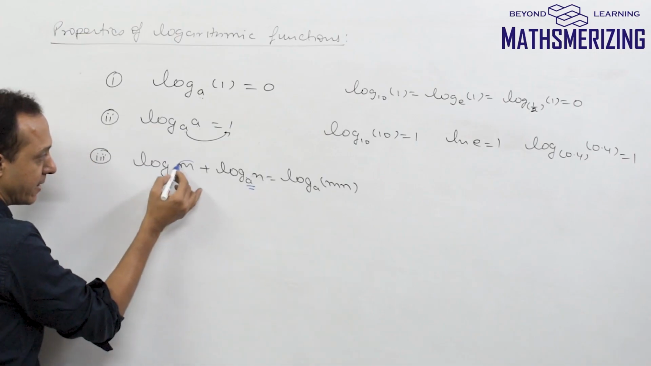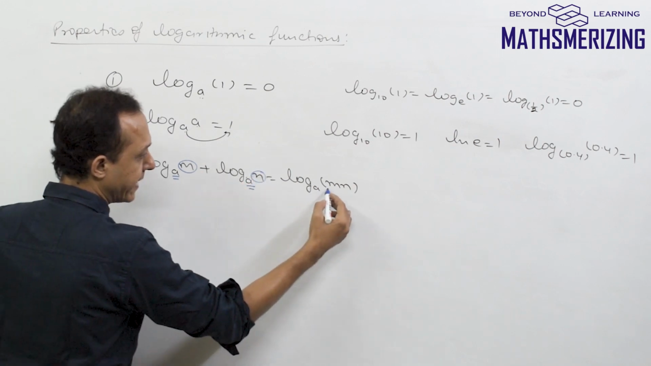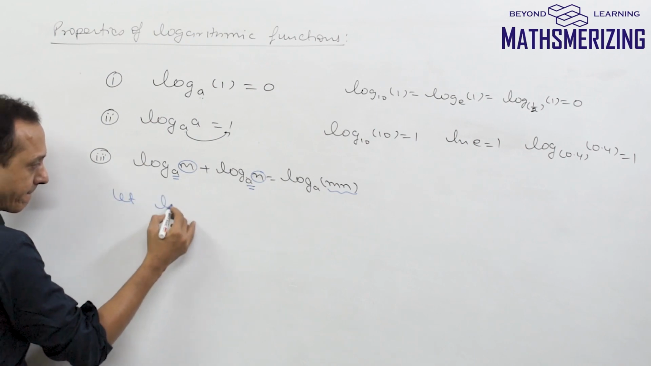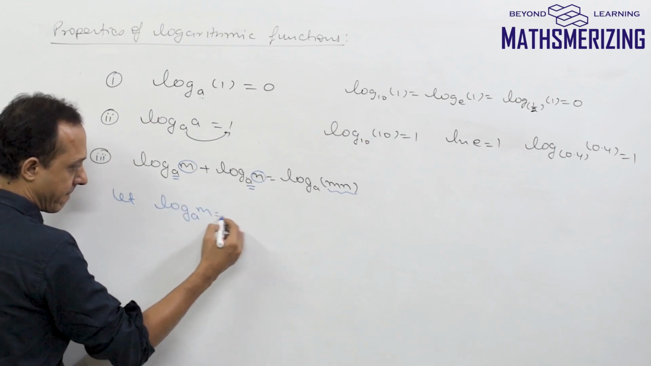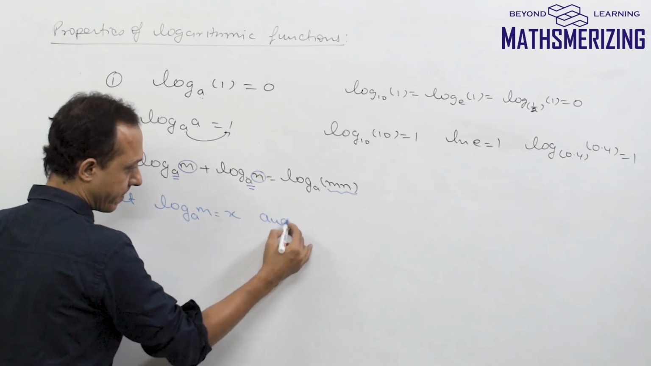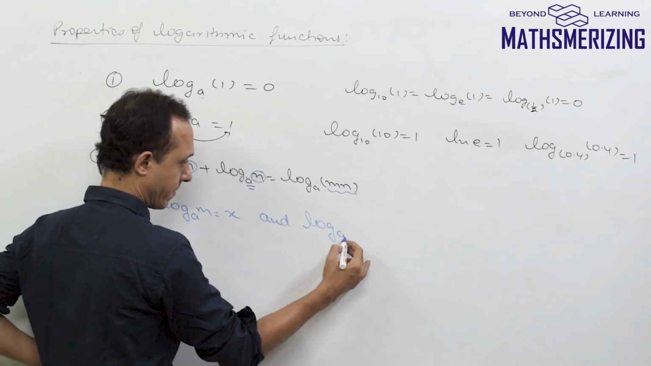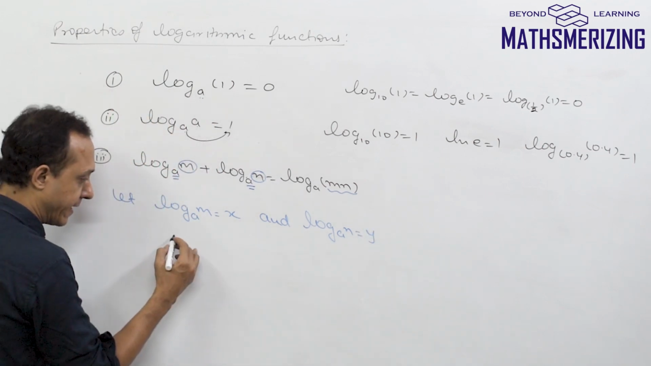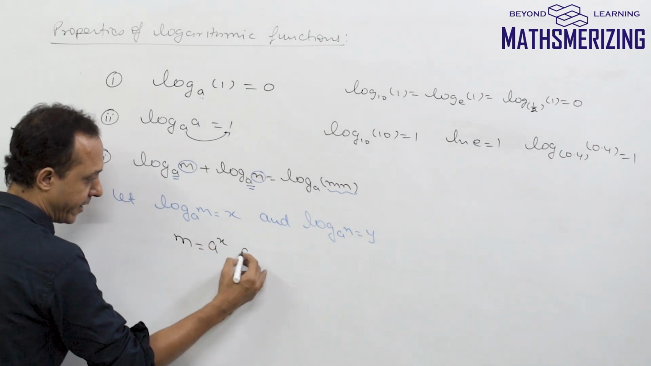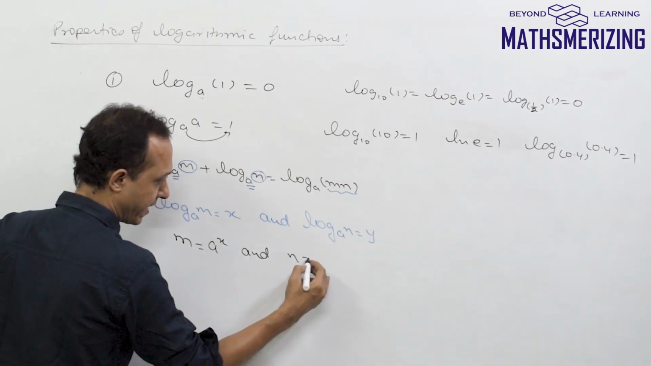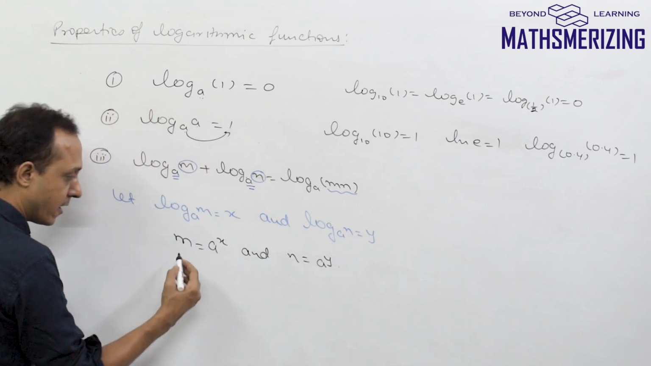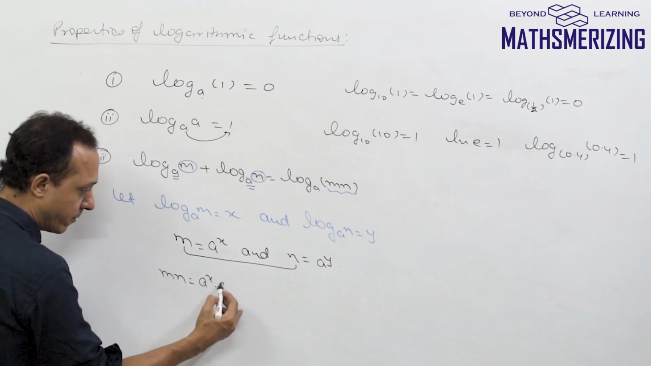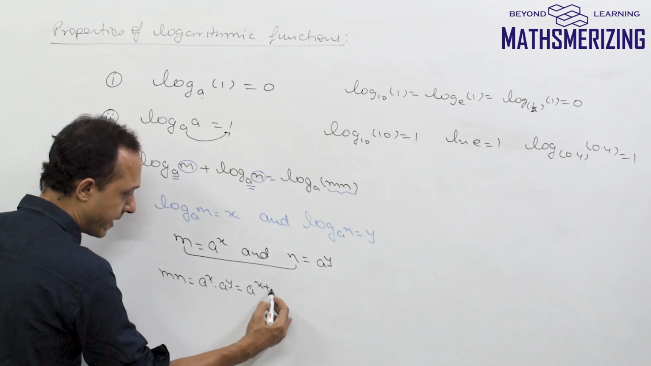Then simply log m plus log n is log m into n. Now how do we prove that? So what I'll do is I'll let log m base a be some x, and I'll write log n base a as some y. Now if I take antilog, I can write m as e to the power x, and I can write n as e to the power y. Now if I multiply this m and n, I'll get m into n as e to the power x into e to the power y, which is e to the power x plus y.